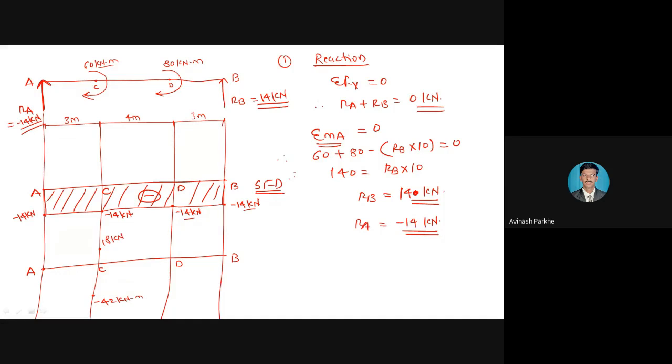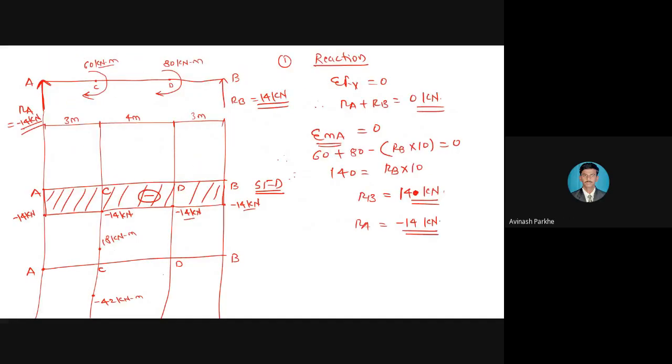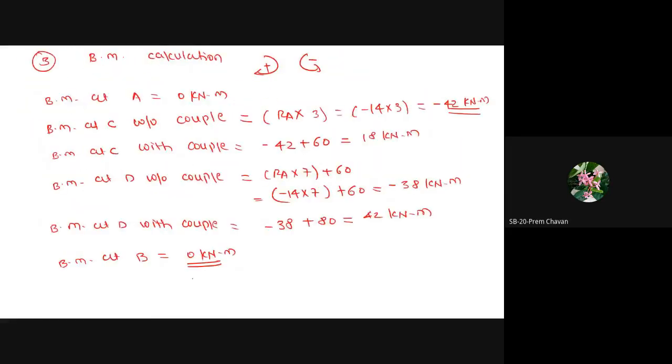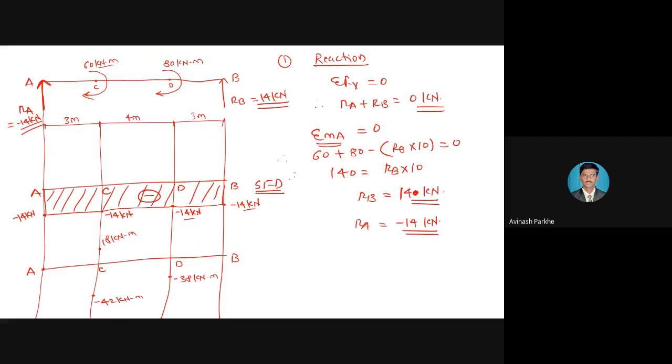18, there are 2 points on the same line. Then bending moment at point D without couple, minus 38. Again from positive it becomes negative. So this is minus 38 kilonewton meter. Bending moment at point D with couple, 42. Again from negative, it becomes positive. So here 42 kilonewton meter.